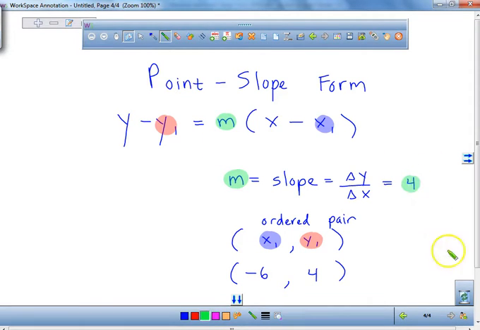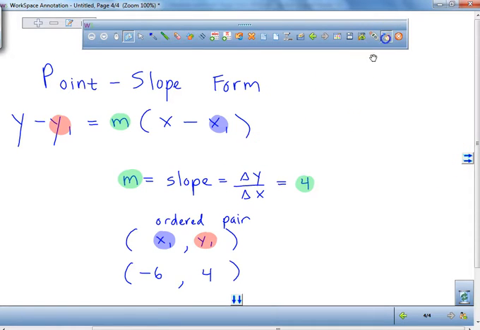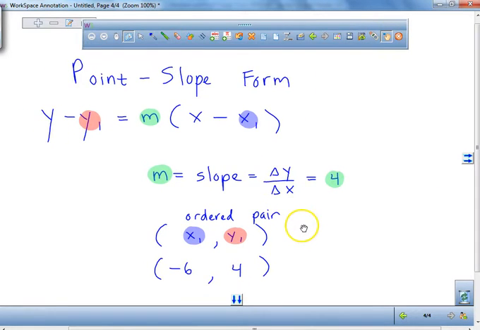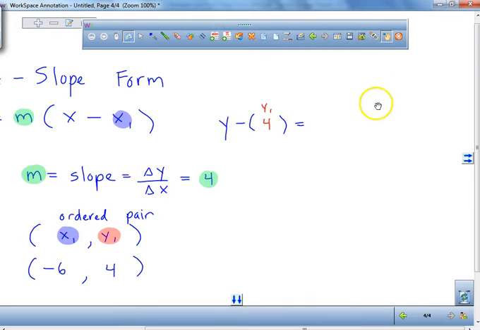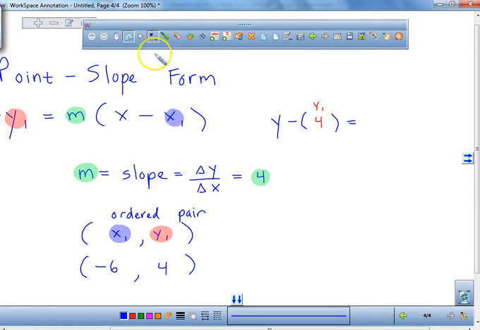Alright? Now what we're going to do right now is take this information and plug it in exactly as it appears. So here's what I want you to do. In your journal, put y minus, and open up a parentheses. And what number do I want us to plug in for y1? I want you to plug in a 4. So put y minus, open parentheses, 4, equals. Okay? What's our slope? Our slope is also the number 4.